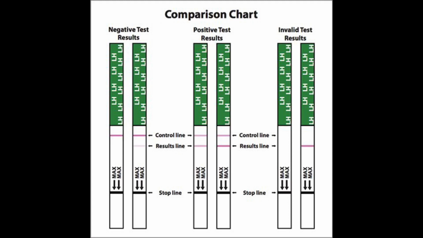The control line and the test line have to be the same color. The test line has to be as dark as the control line, or even darker than the control line. Then ovulation is about to occur. It is not occurring. It's about to happen.